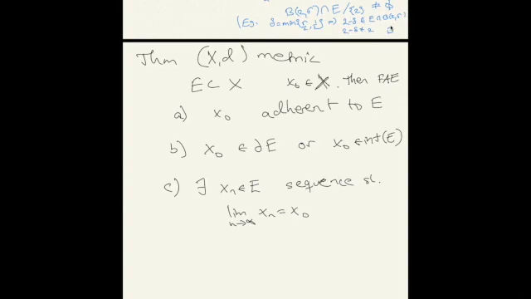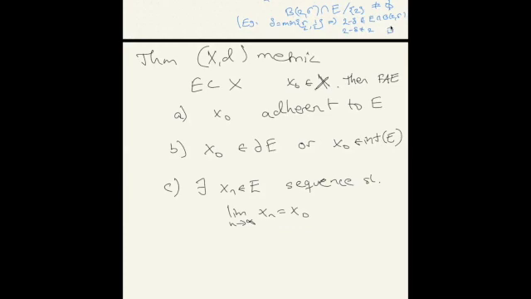If X is a metric space and you have a subset E of X and a point in X, then the following are equivalent: A, that the point is adherent to E; B, that the point lies in the boundary or in the interior, that is, in the union of the two. So it connects this notion to the boundary and the interior. And the third one connects this notion to convergence, meaning that there exists a sequence of points in E such that it converges to x.